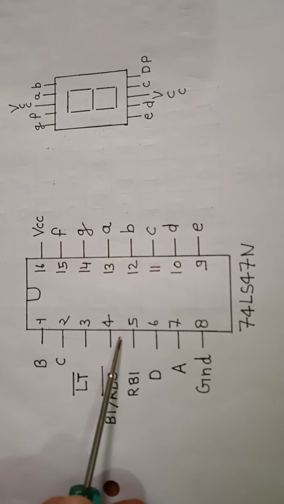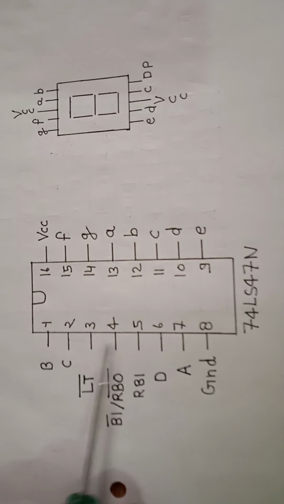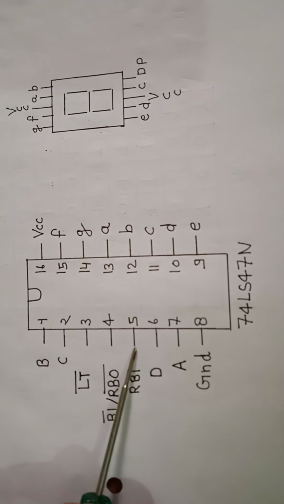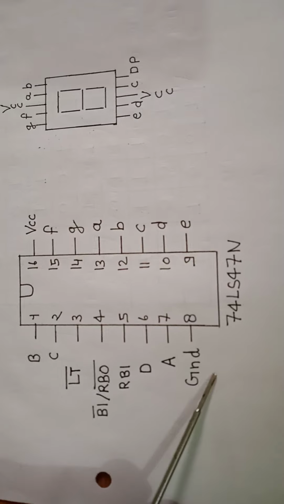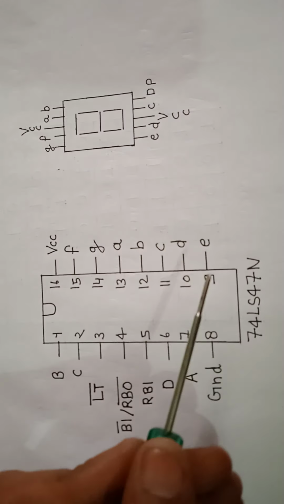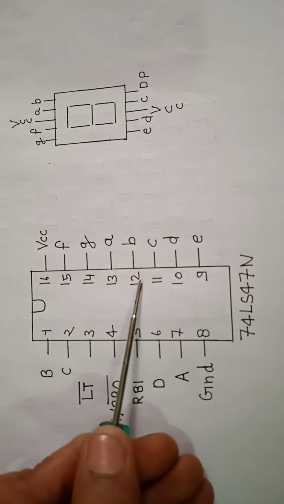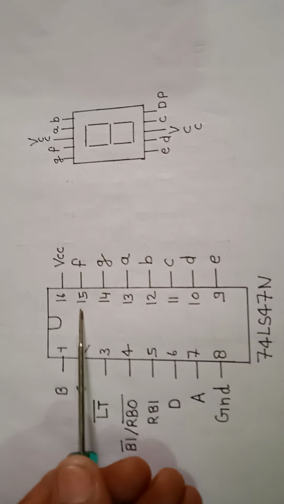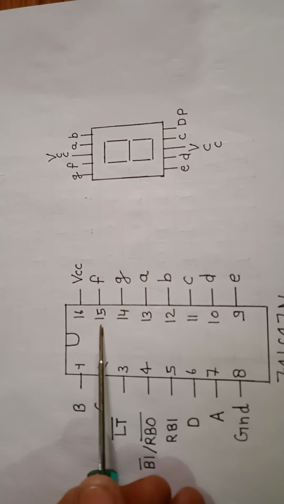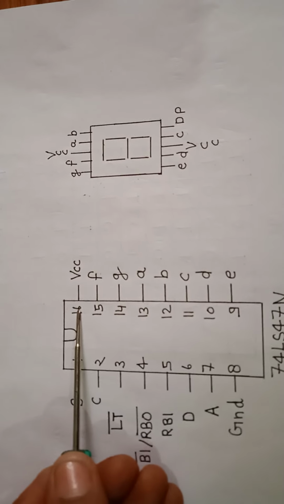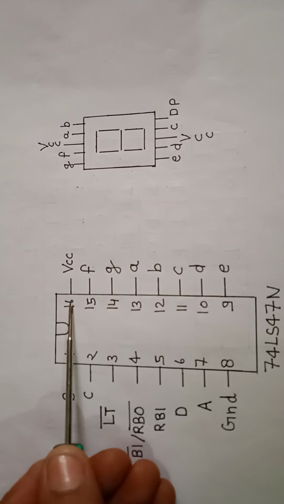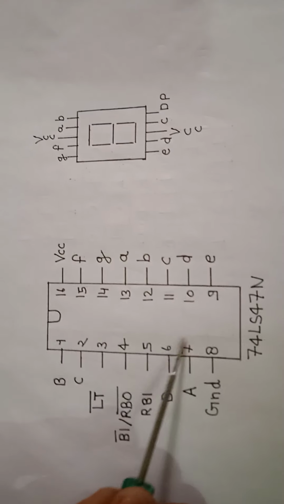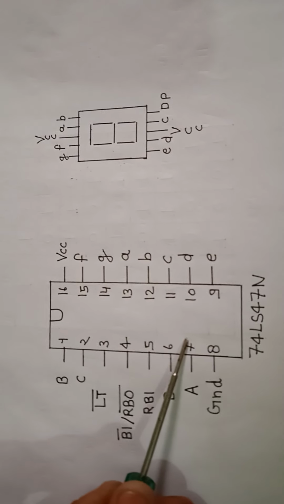Pins 3, 4 and 5, I am not using here, so I will talk about them in my future videos. The 8th pin is ground, and pins 9, 10, 11, 12, 13, 14 and 15 are used to drive the 7 segments of the 7 segment display, and pin number 16 is connected to the 5 volt supply voltage to provide power to the 7 segment decoder IC.